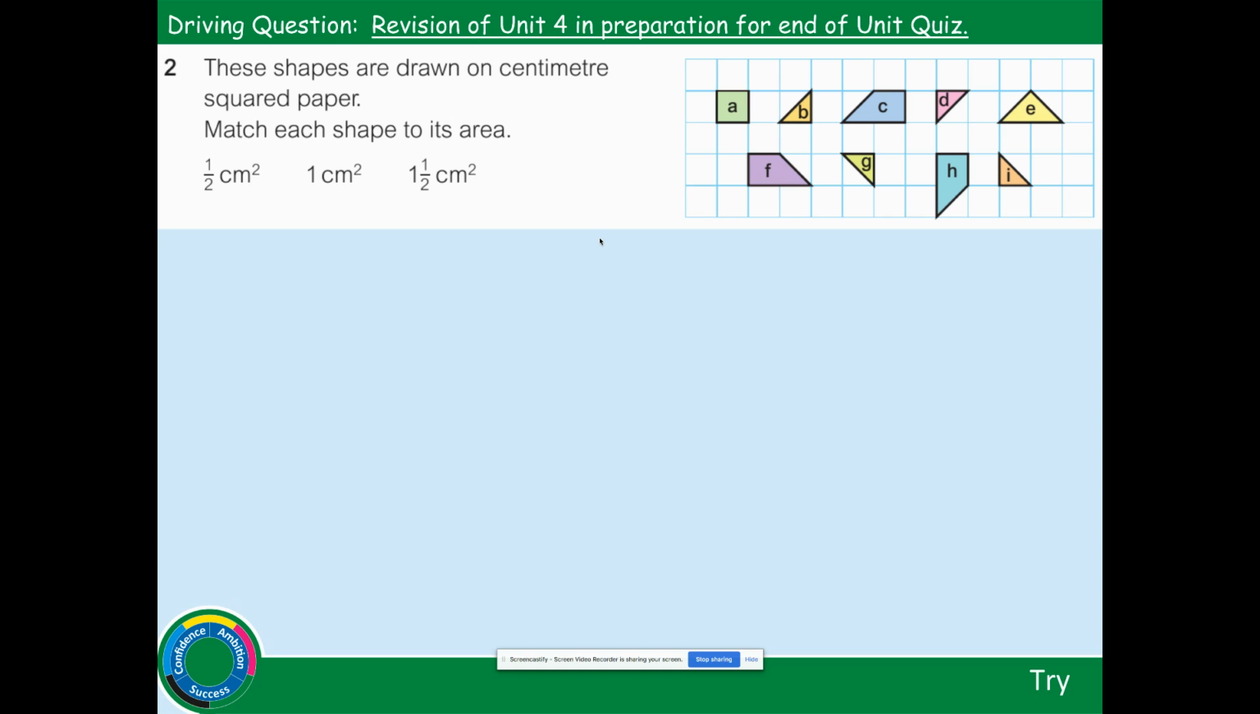These shapes are drawn on centimetre squared paper. Match each shape to its area, okay? If you want to draw the shapes and then just write the area by them, or if you want to just write half a centimetre square and put all the letters that represent half a centimetre, that's fine. But just press pause while you're having a go at this question, and press play when you're ready to check the answers.